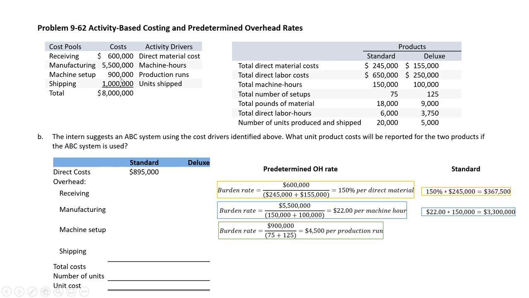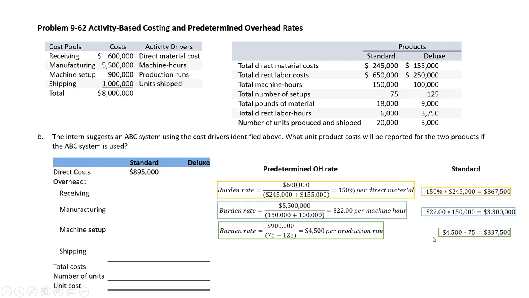Machine setups, $900,000 divided by the combination of setups, which is 75 for standard and 125 for deluxe. That's 200 total. Divide that again into the $900,000 cost, and we get $4,500 per production run.